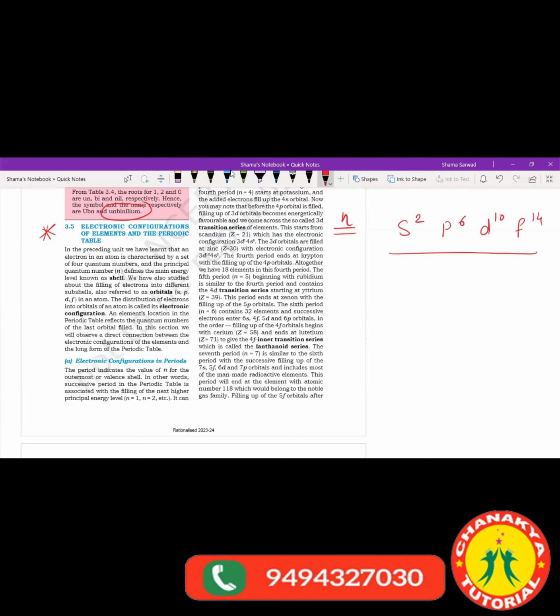S orbital can be occupied by only 2 electrons. P orbital can be occupied by 6 electrons. D orbital can be occupied by 10 electrons. And F orbital can be occupied by 14 electrons.